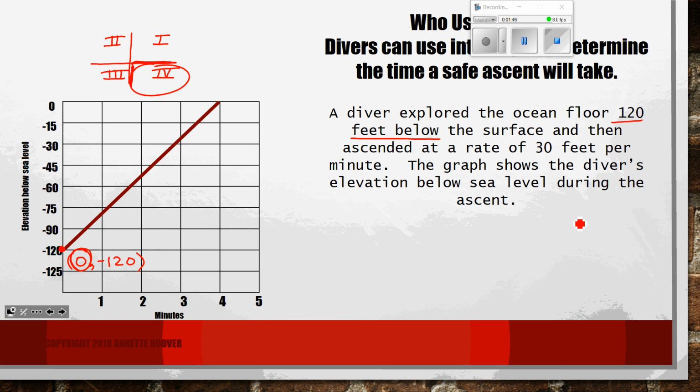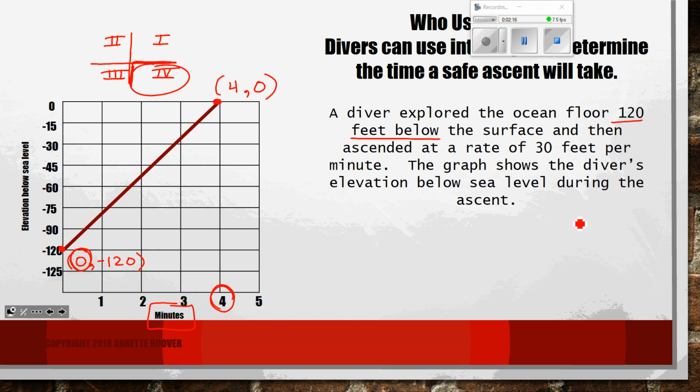If we look up here at the x-intercept, it intercepts at 0. So that order pair would be 0. And if you look down, oh, I'm sorry. The x, down here for the x, is 4. So the x is 4, and it's 0 at the y. Flip that, I apologize. And that 4 is important too, because the 4 tells us the number of minutes it took for the diver to ascend.